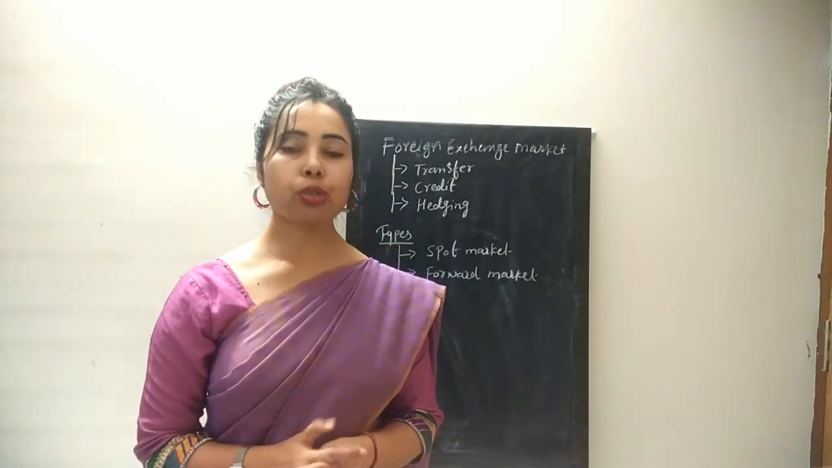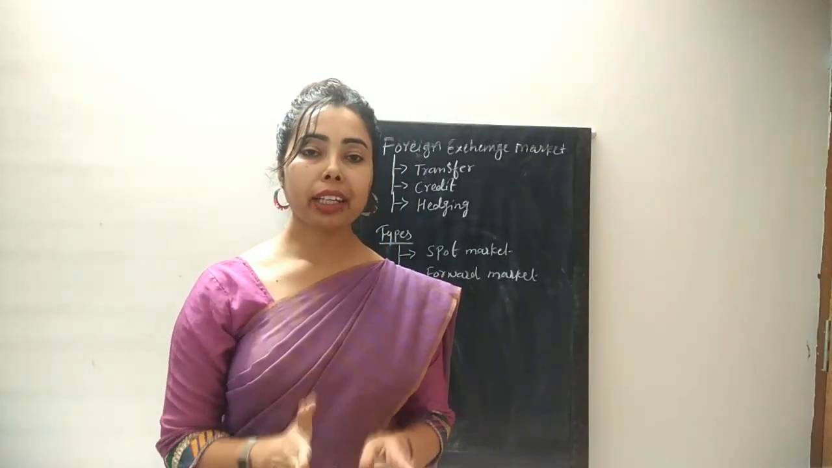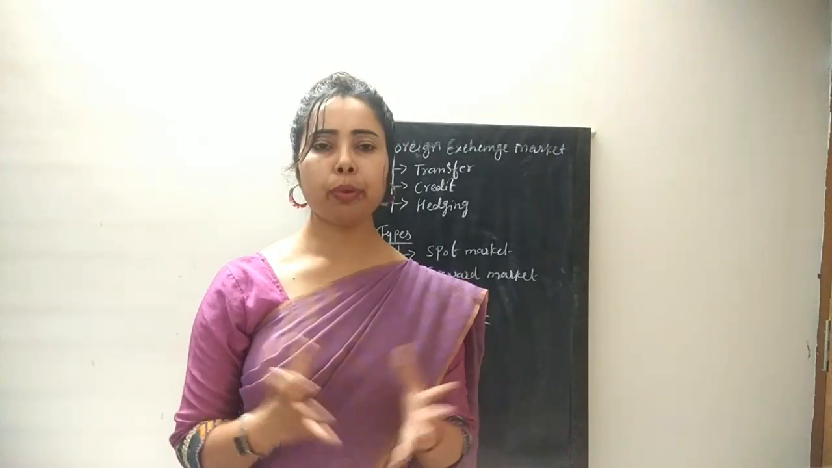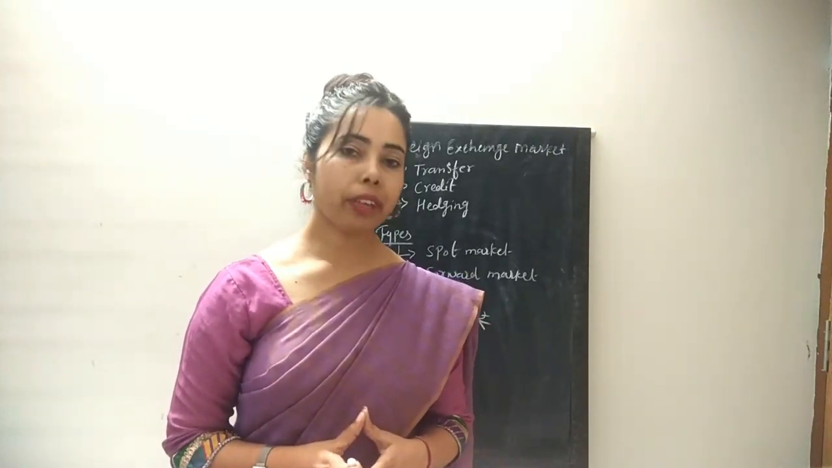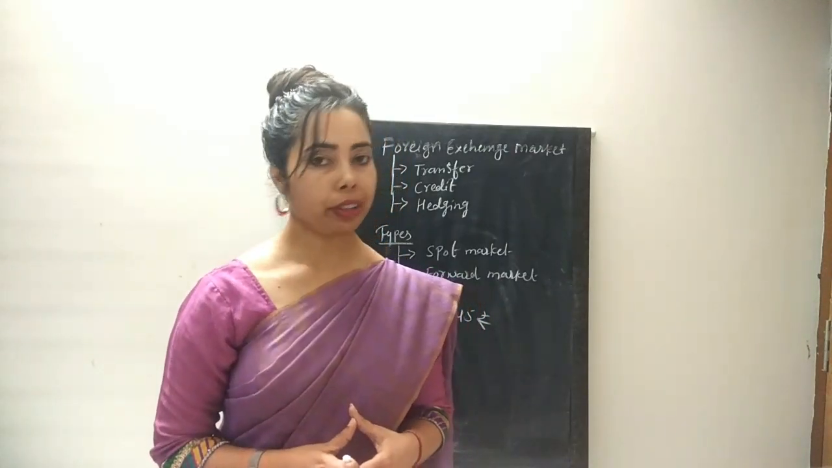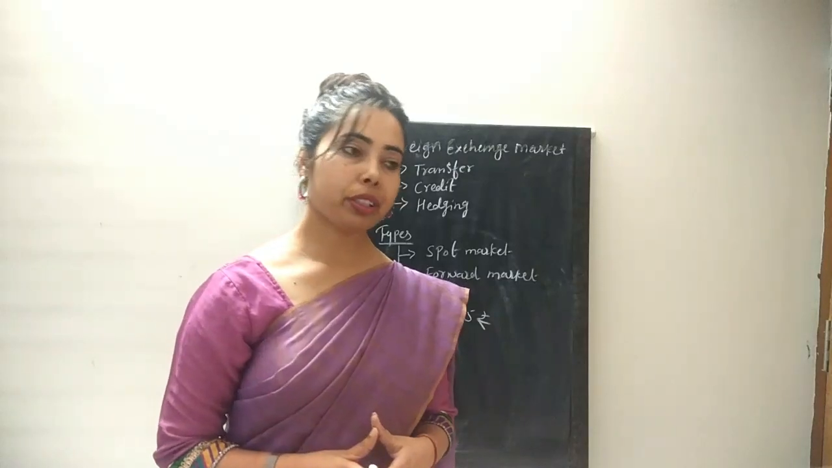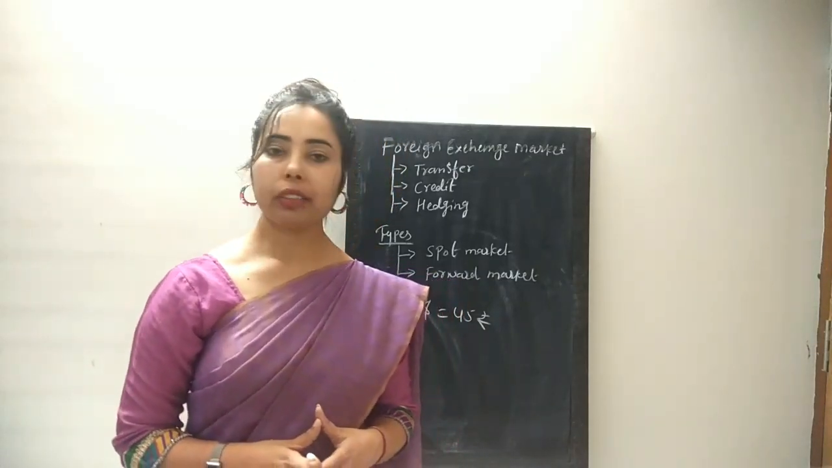This happened just to avoid the variation in the exchange rate. Let's understand this concept with an example. Suppose right now the dollar value of $1 is equal to 45 rupees. It means if we are going to buy any commodity for $1, we have to pay 45 rupees to them.